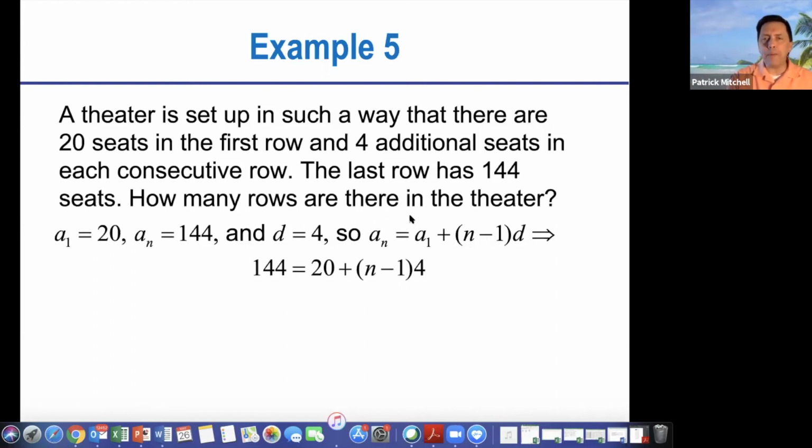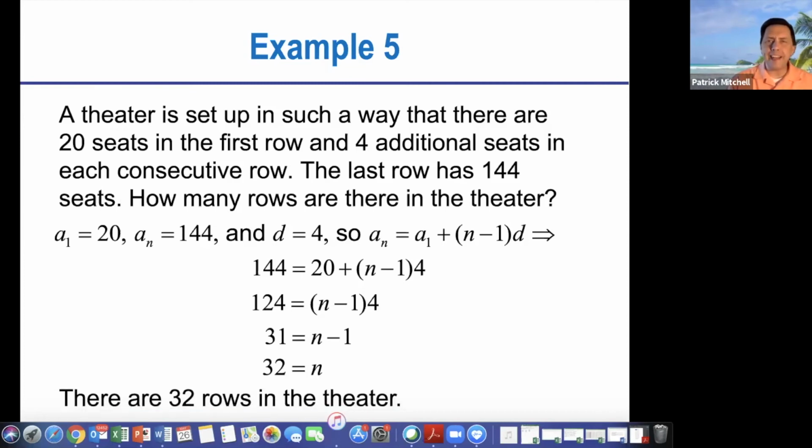All right, so when we replace a sub n with 144, and we replace a sub 1 with 20, and we replace d with 4, we get 144 equals 20 plus n minus 1 times 4. And so now if we subtract 20 from both sides, we get 124 equals n minus 1 times 4. Divide both sides by 4, and you get 31 equals n minus 1. Finally, add 1 to both sides. You get n equals 32. So there are 32 rows in this theater.